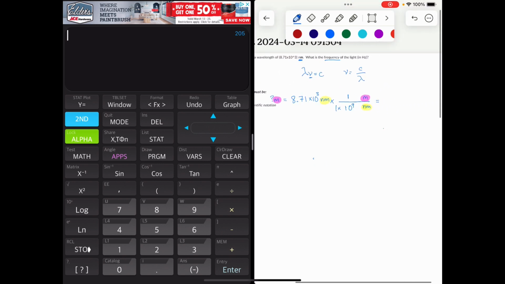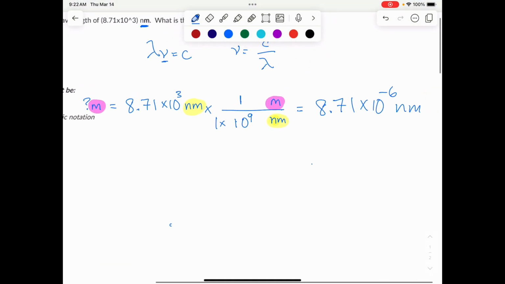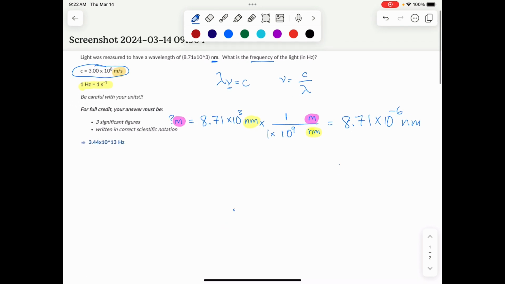And calculate the meters. So I have 8.71 times 10 to the third. Use that EE or EXP button. Then I'm going to hit divided by 1 times 10, so I use my EE button, to the 9th. And it is 8.71 times 10 to the minus 6th. All right, we'll need the calculator again in a minute. Oops, it's not nanometers anymore. It is meters. My nanometers has canceled. I am left with a unit of meters.